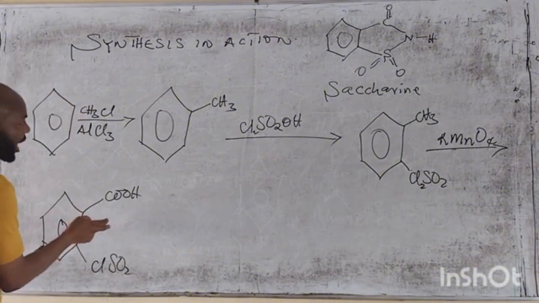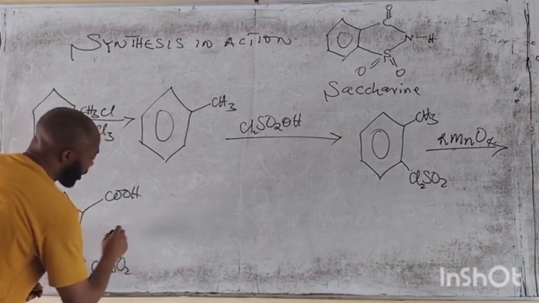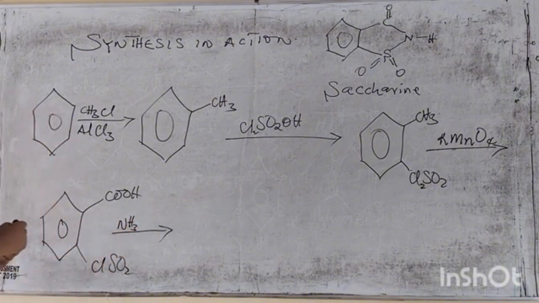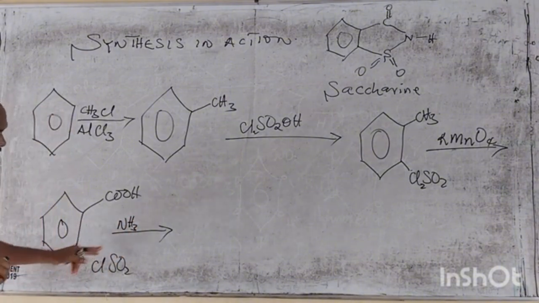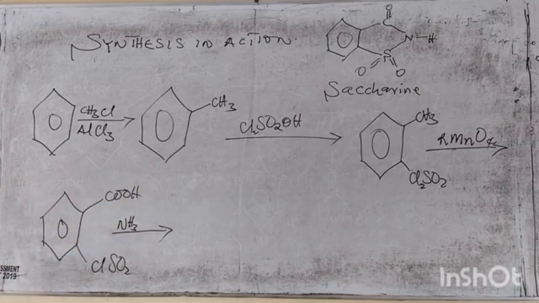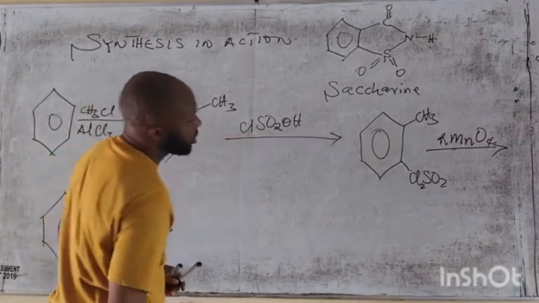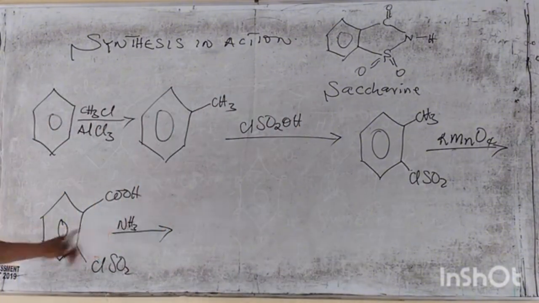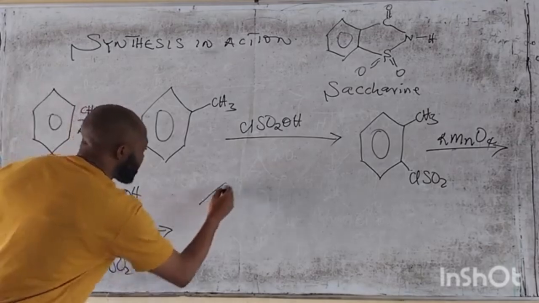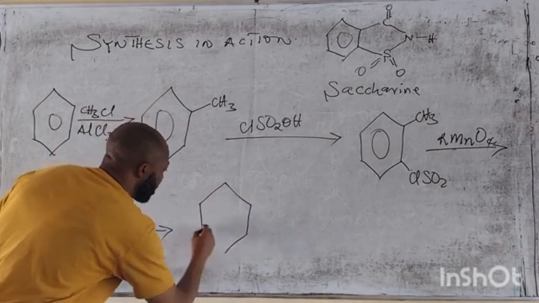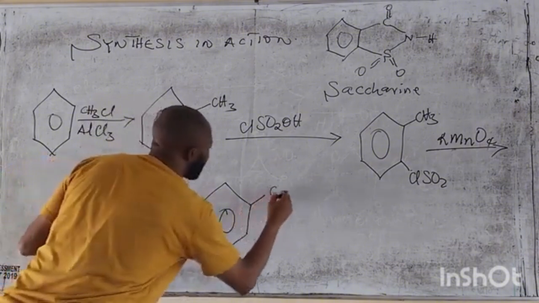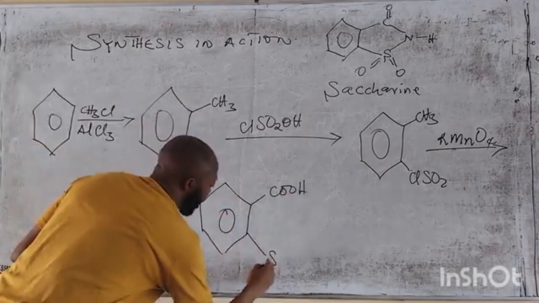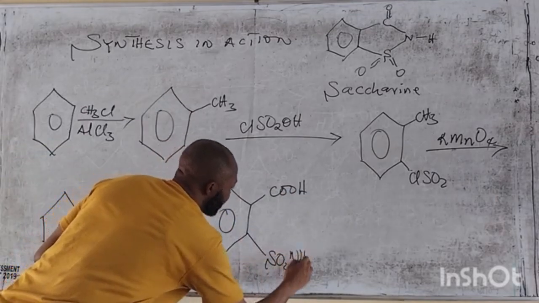Now, if I react this with ammonia, NH3, the amino group will be left. There is the chloro here. Chlorine will take one of the hydrogens out, the amino group will be left. So I will now have this. Now I have COOH and I have SO2NH2.